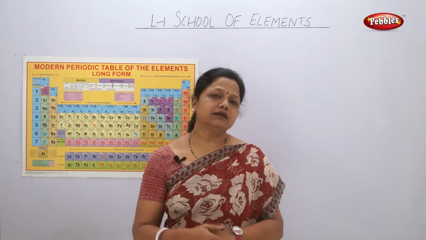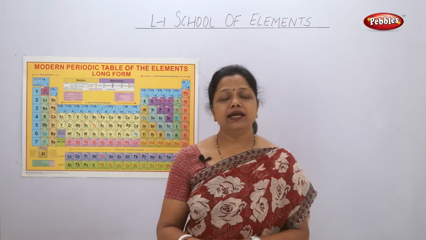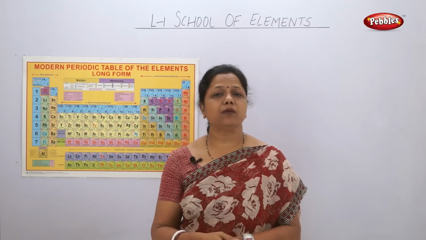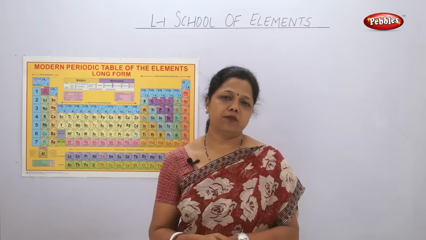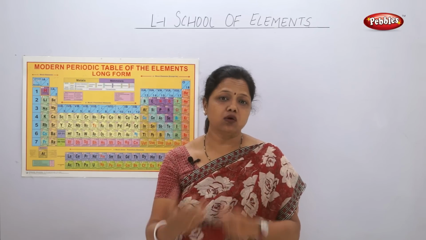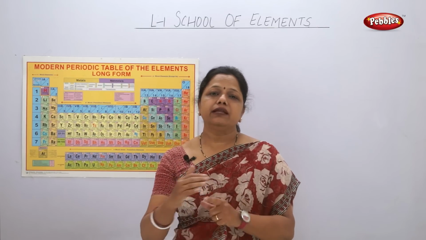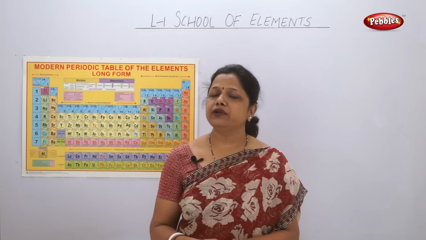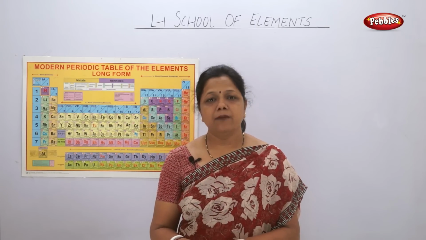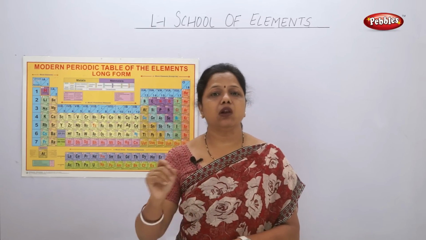Now in 1913, one English physicist, Henry Moseley, said the fundamental property of elements was the atomic number, not the atomic weight. So he showed how to arrange the elements in increasing order of atomic numbers. And this is how the modern periodic table was formed. Based on this modern periodic table, he gave the modern periodic law.